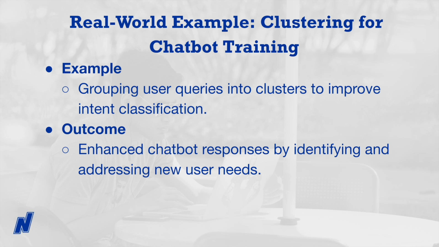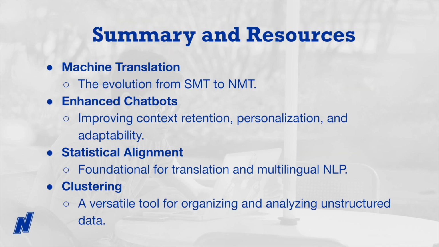Let's wrap up with a summary and resources for further exploration. Today, we explored four critical NLP topics: machine translation, enhancing chatbot capabilities, statistical alignment, and clustering. These techniques are interconnected and contribute to building intelligent systems that support multilingual communication, personalized interactions, and efficient data organization.